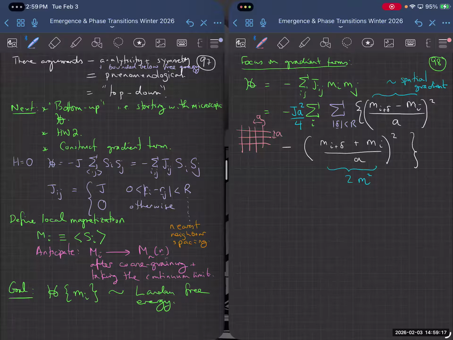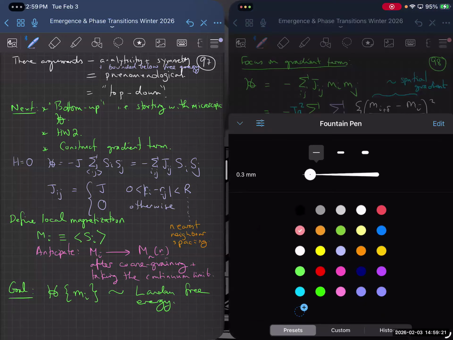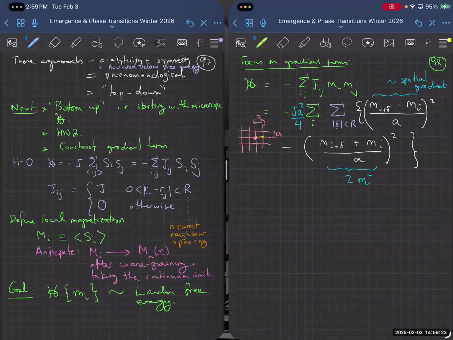And delta is basically some vector that points in the different directions, in this direction, this direction, this direction, this direction, to the neighbors. And if it's next nearest neighbors, it'll also include the diagonals and so on. Okay, so that's the delta vector.